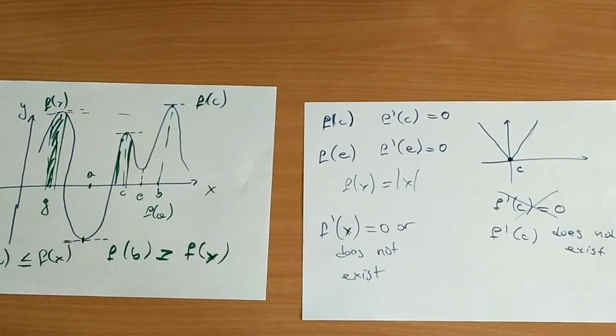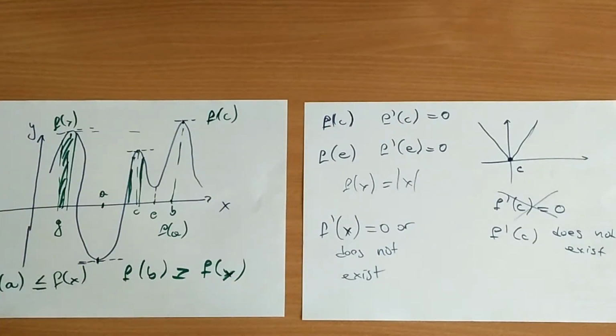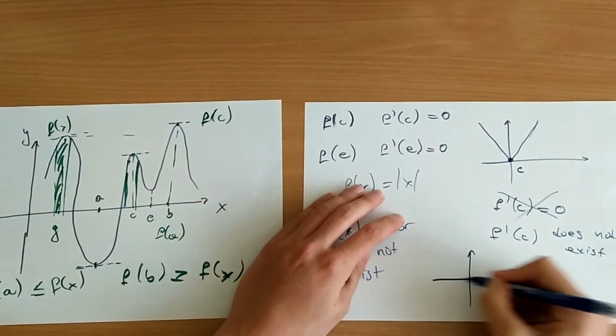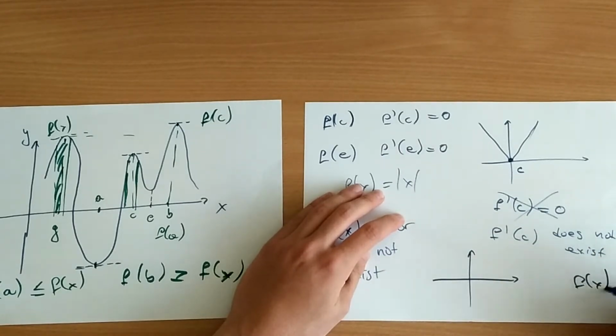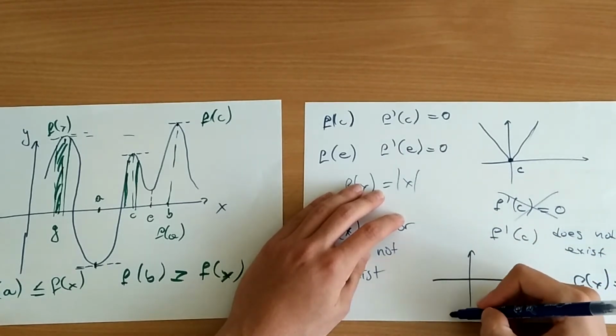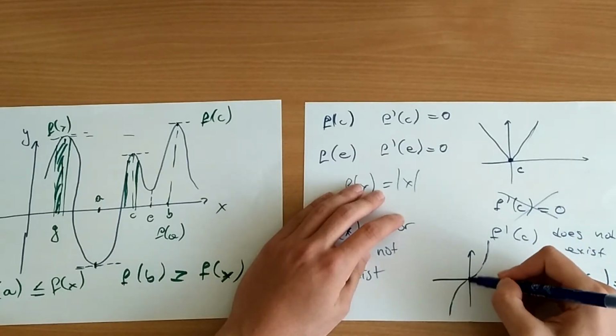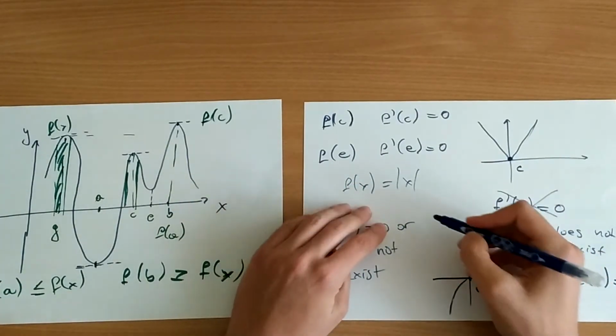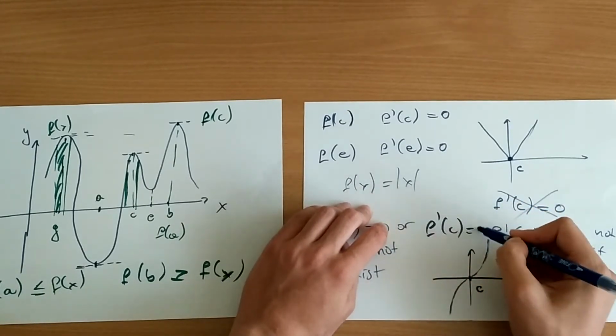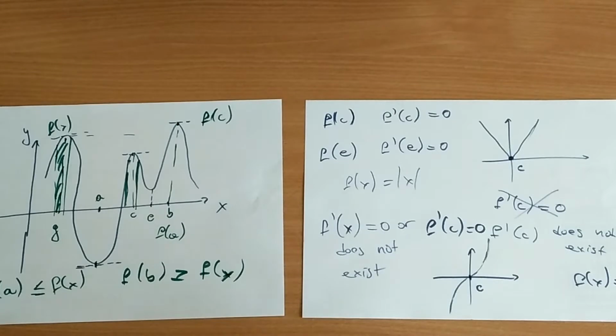Now be careful. Not all critical points are local minimum or maximum points. For instance, if you have something like this, let's say we have a function f of x is equal to x to the third, and we'll have something like this, and let's call this point C. Now the derivative at C is equal to 0, so this is a critical point, but it is neither a local minimum nor a local maximum point. So be careful when you're finding critical points. Not every critical point is a local minimum or local maximum.